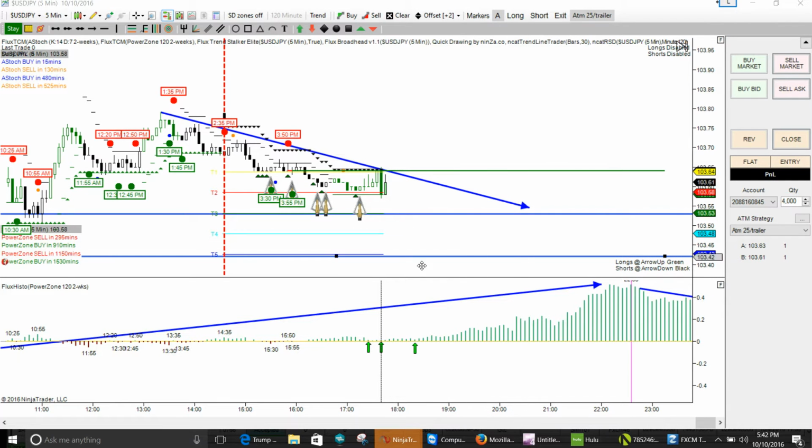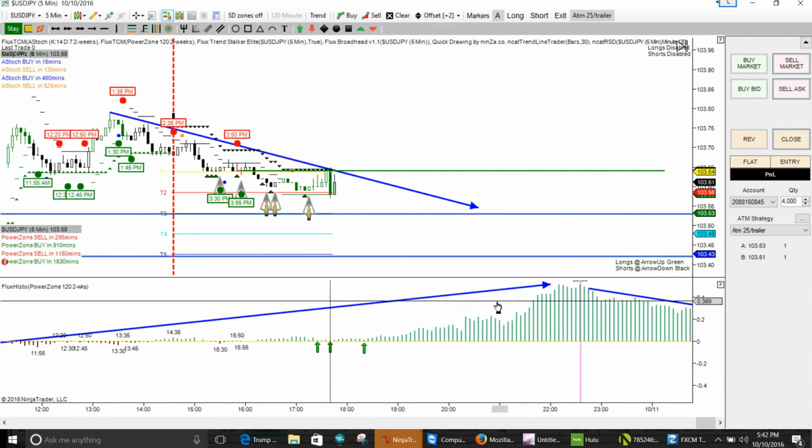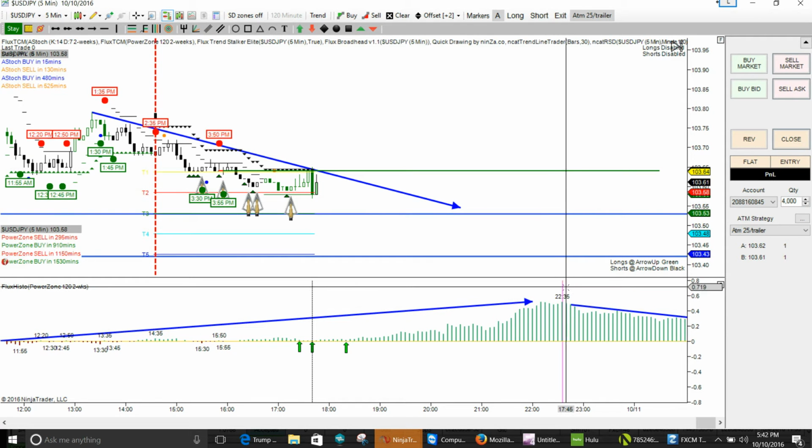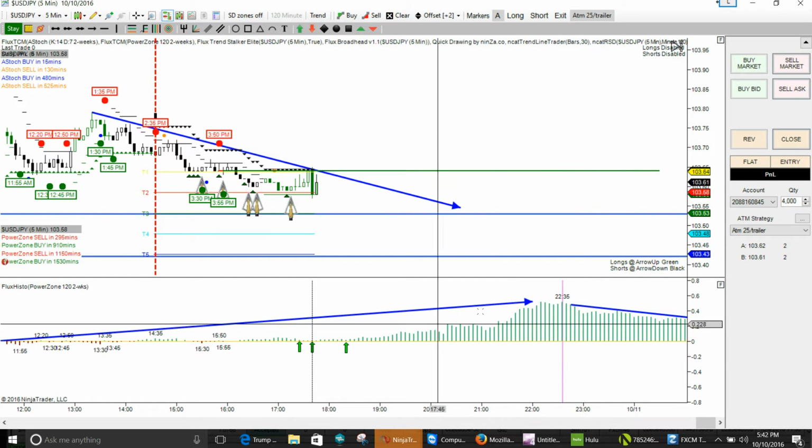I'm going to take a buy trade on this 5:42 p.m. We got a big, huge run up on a histogram here. 22:35. That's 10:35. We'll look to exit the trade to take a short. All right, traders, here we go.